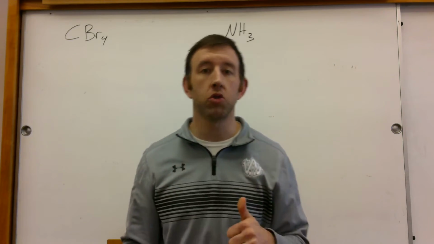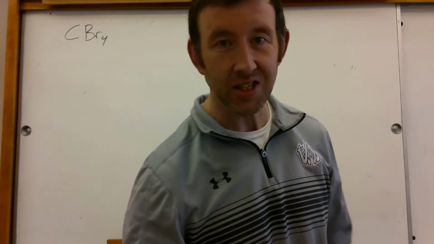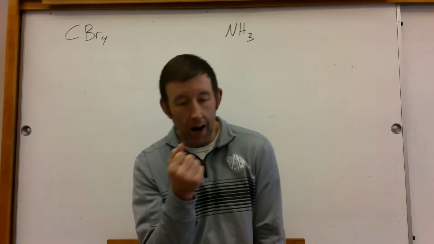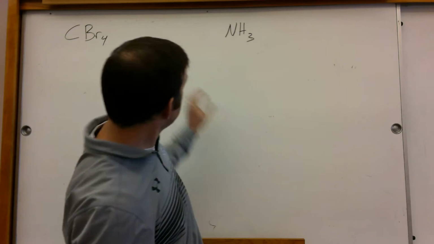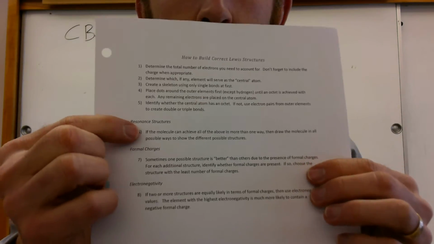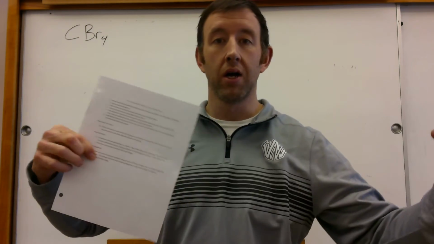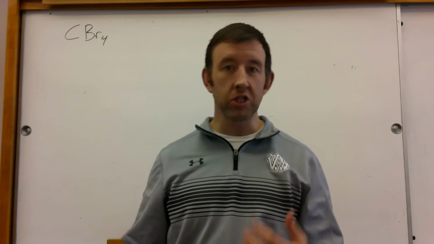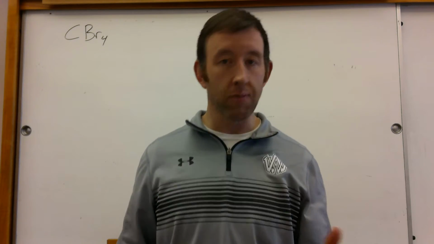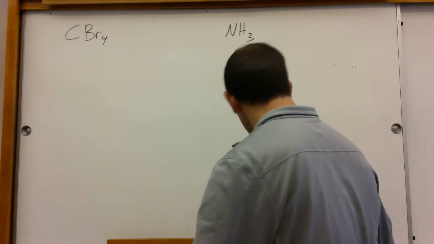So go ahead and have this in front of you, and of course you're going to want your periodic table, that always tool we're going to want. And so we're going to walk through the first two basic ones where I don't have to do any of these extra steps, 6, 7, and 8 from that sheet. I don't have to worry about resonance structures. I don't have to worry about using formal charges and electronegativity to decide which one's best. All right? So let's get to work here. So I've got carbon tetrabromide.